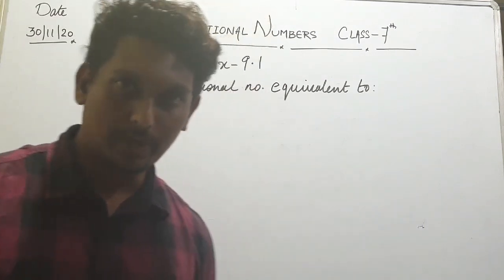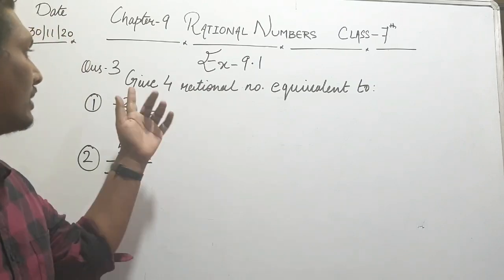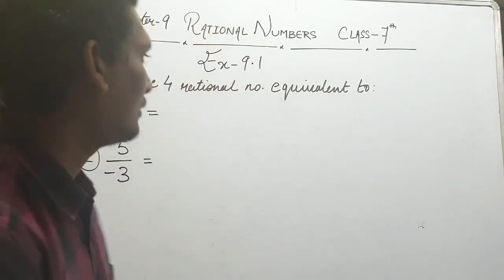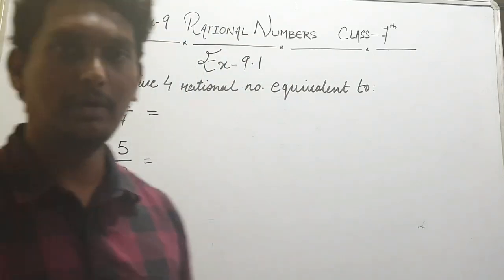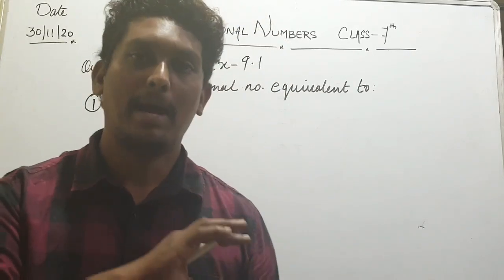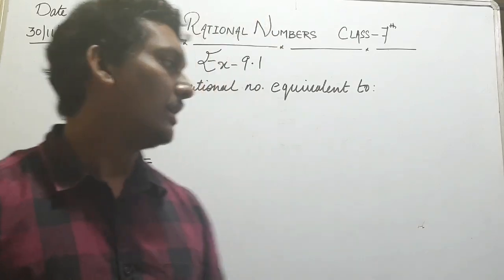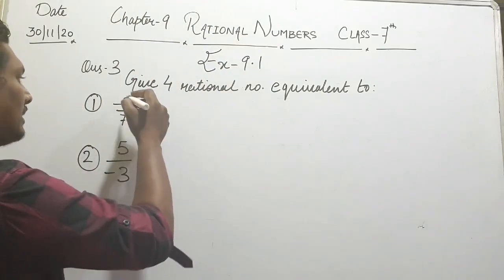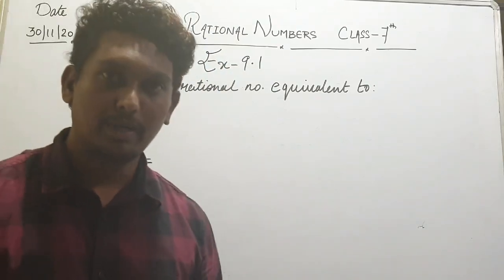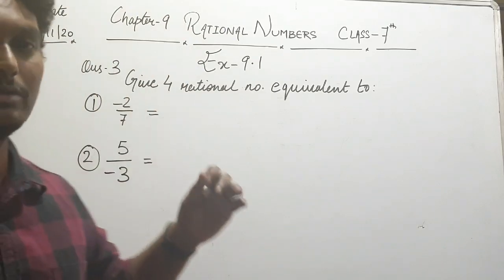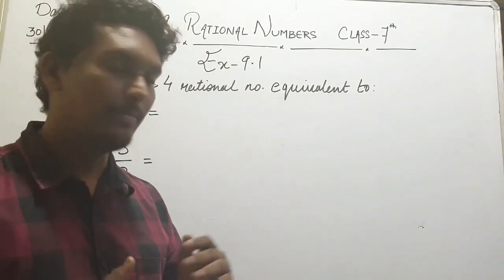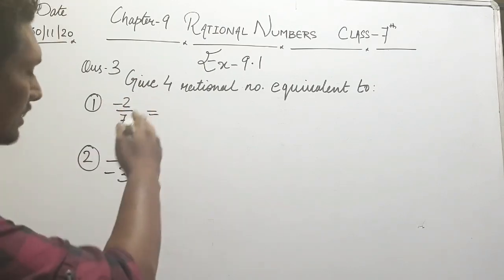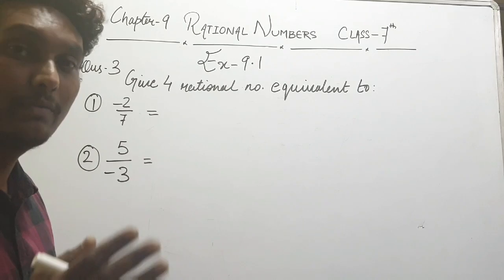Okay, now come to question number 3. The question is, give 4 rational numbers equivalent to the given one. Equivalent means, in the previous question the pattern was already given to you; here we have to make that pattern. If you see -2 is in the numerator and 7 is in the denominator, so just follow the multiplication pattern of -2 and 7. For 2, just follow the multiplication pattern of 2.